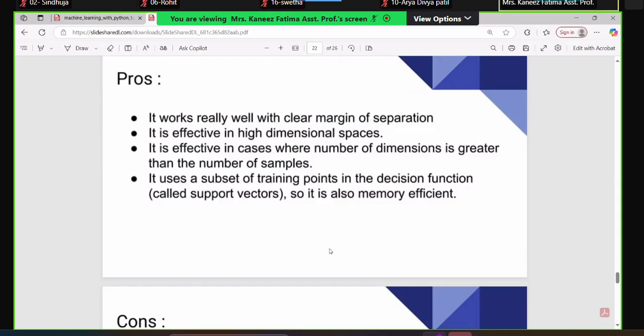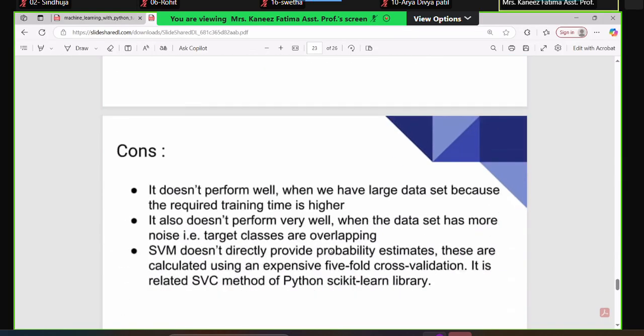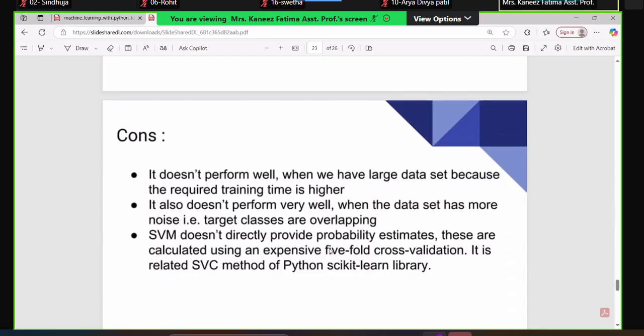It uses a subset of training points in the decision function, called support vectors. That is, when we are training the data set in multiple ways, we get a subset where I get an effective portion of the data set from the predefined data set. So it is also useful for the next enhancement of our data processing.